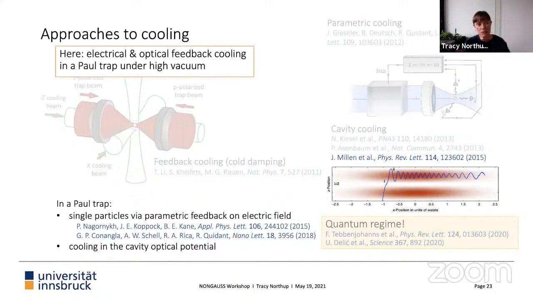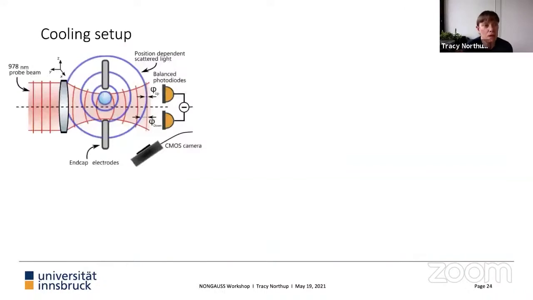And so what we've looked at, and what I'll describe here, is both electrical and optical feedback cooling in a Paul trap potential that was done under high vacuum. So this is the kind of setup that we can use to cool these particles. Again, it's a schematic of an ion trap. So what you see are these electrodes. It's not all of the electrodes for an ion trap, but I'm just indicating the confinement of these particles here. And then you see a picture of the particle.